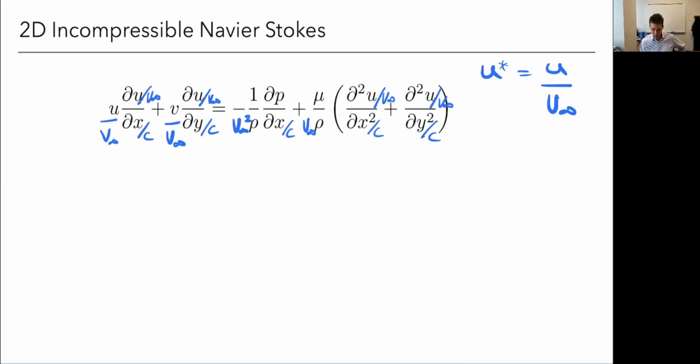It's just some representative length. So this whole term is non-dimensional. If I was to write that out, this would look like U star, this is U star. And if we define x star as x over C, then that first term looks like the partial of U star with respect to x star times U star, right? So it looks the same so far. I've just made everything non-dimensional.